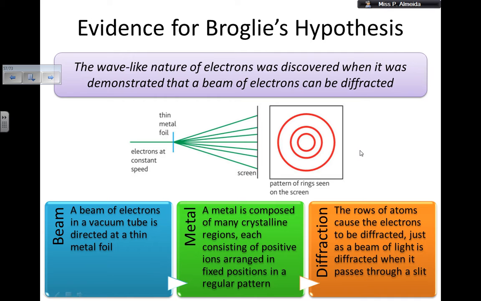So, by this experiment, de Broglie showed that any matter could have a dual nature, so could act like light, sometimes acting like a full particle, other times like a wave, okay?